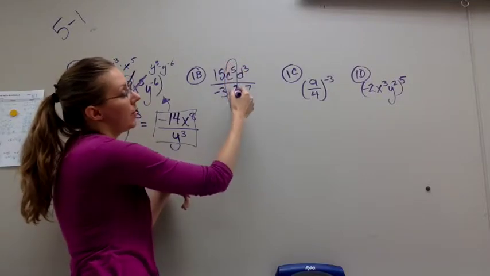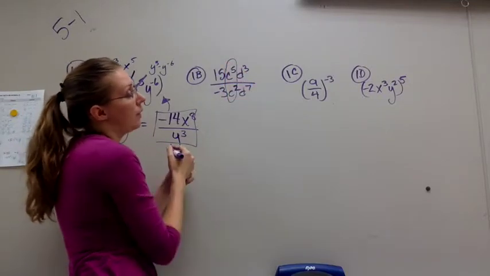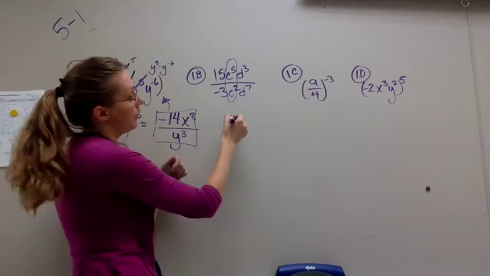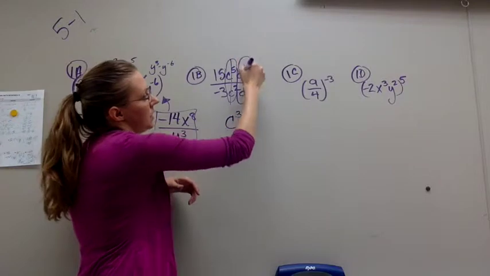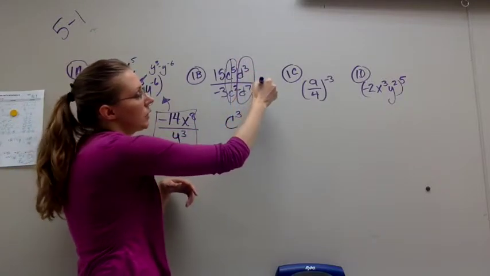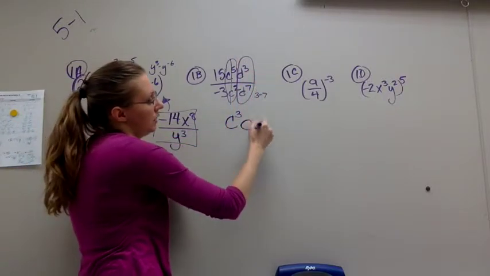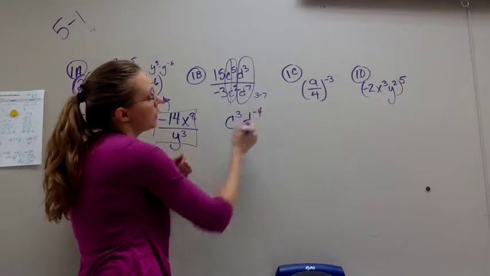So c to the 5th power divided by c to the 2nd power simplifies to c to the 3rd power. So that's what I'm going to write as that simplified. I'm going to look at my d's. I have d to the 3rd and d to the 7th, so I must do 3 minus 7. So I'm going to have d to the negative 4th.